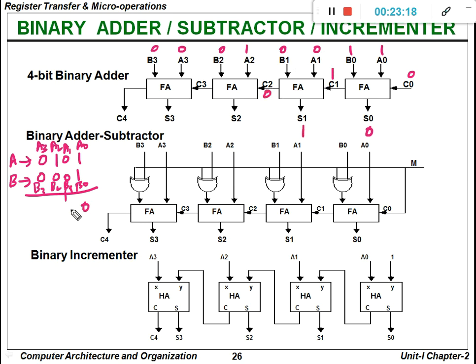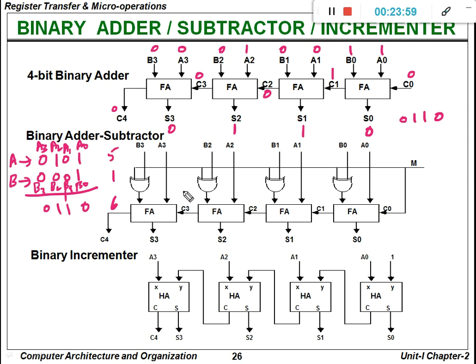This sum will be 1, 1. Next, 1 plus 0 plus 0, 0 plus 1 plus 0, 1. That is 0, 1, 1. Finally, 0 plus 0 plus 0, 0, 0. Okay. So now what will be the result? The result will be S3, S2, S1, S0. S3, S2, S1, S0, this will be the result. That is 0, 1, 1, 0. So this value is 5, this value is 1, and the result is 6.